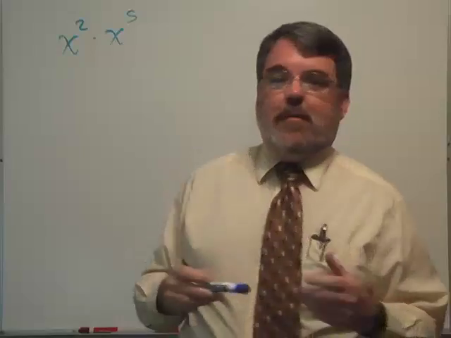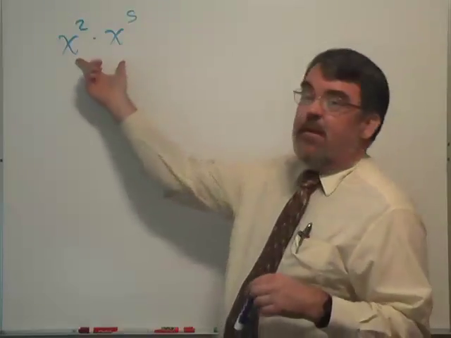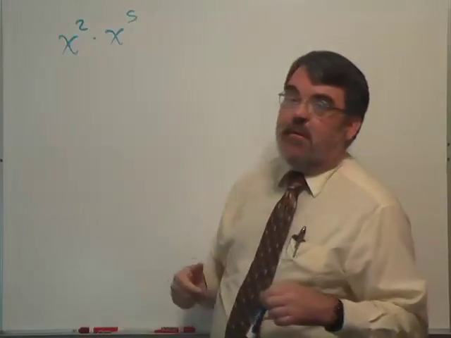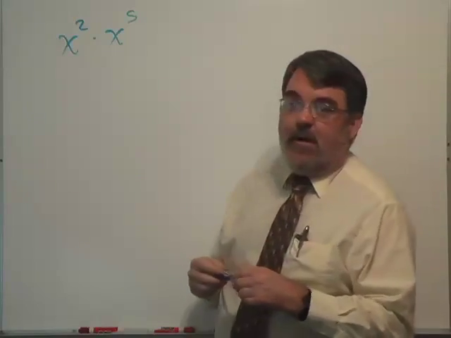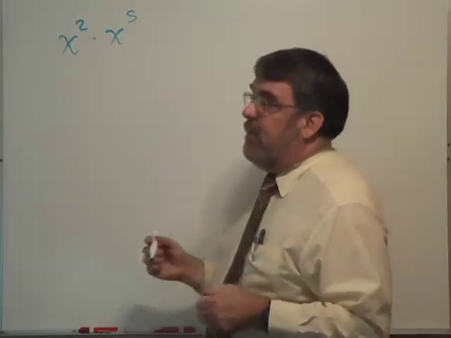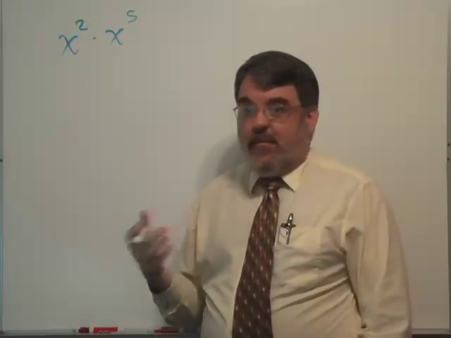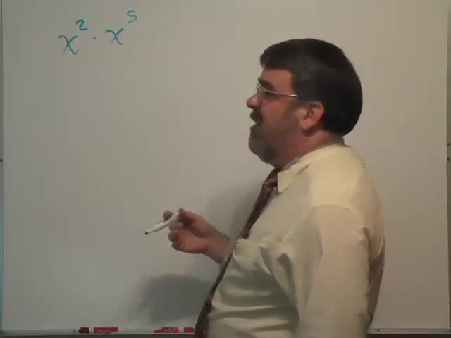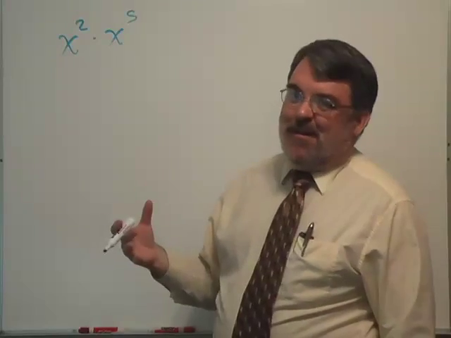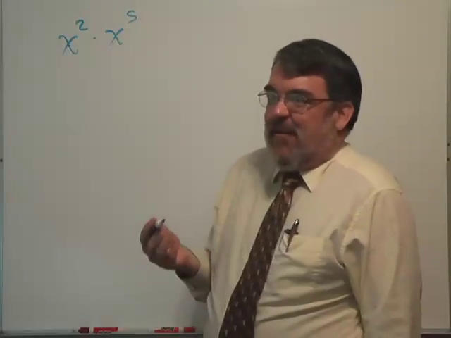Alright, so here I'm multiplying two numbers. They have the same base, x. The exponents are 2 and 5, respectively. And so, you may recall that this is going to be x to the seventh. We really have two reasonable choices. Either we add the exponents or we multiply them. And how do we know what's what?